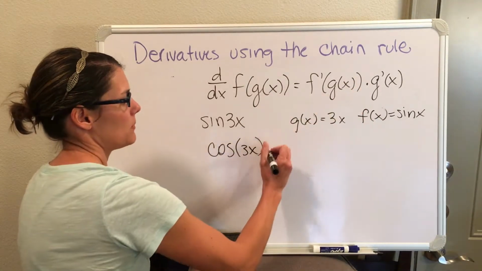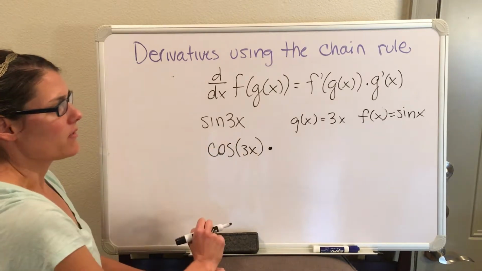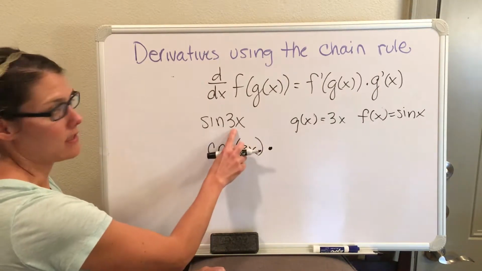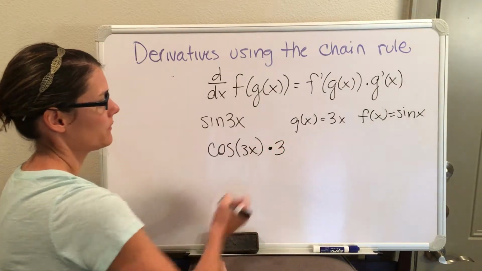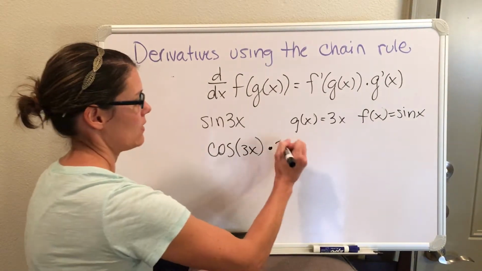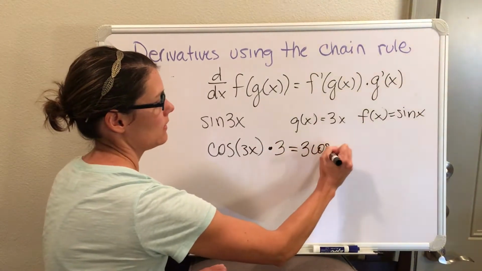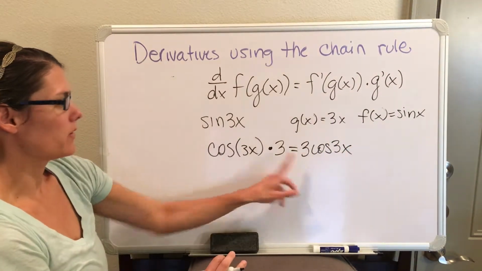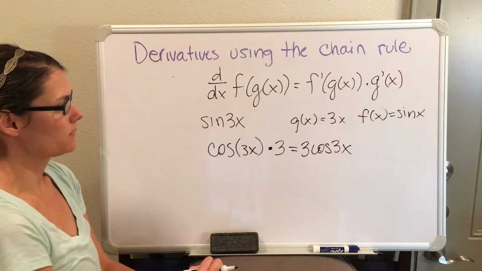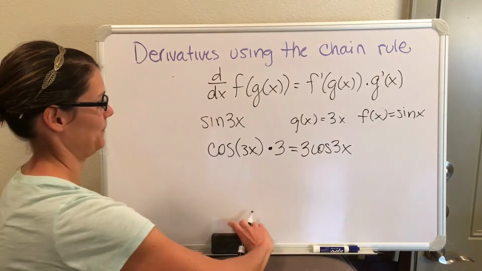Now I'm going to multiply it by the derivative of the inside, which in this case is your angle. And the derivative of 3x is 3. I can go ahead and rewrite the 3 in the front. And 3 cosine 3x is the derivative of sine of 3x. Let's do another one.